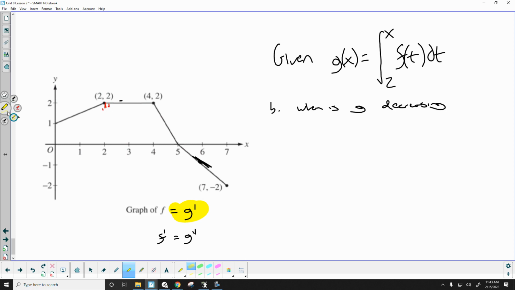G decreasing. I need to figure out when G is going down. How do I figure out when G is going down? When G prime, which happens to equal f, is negative. It's like, when am I moving to the left? When my velocity is negative. This is a velocity. When is it negative? From 5 to 7.